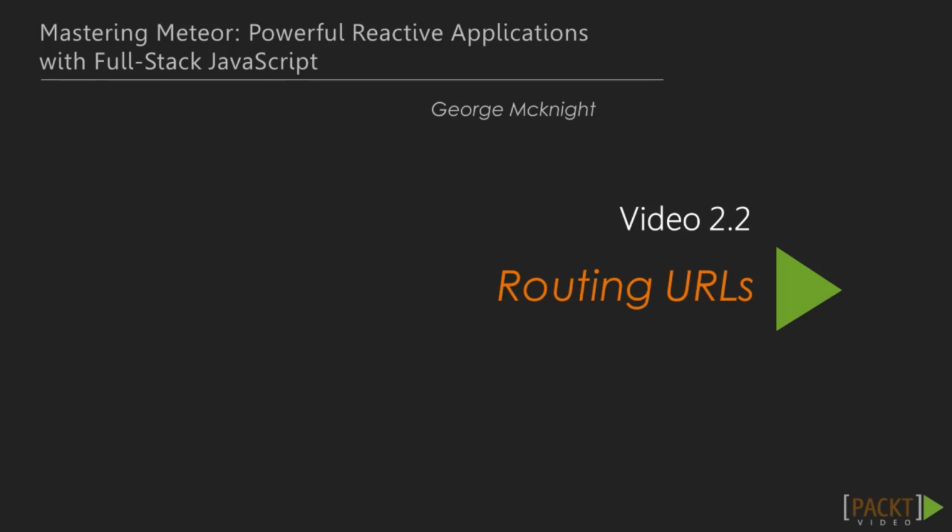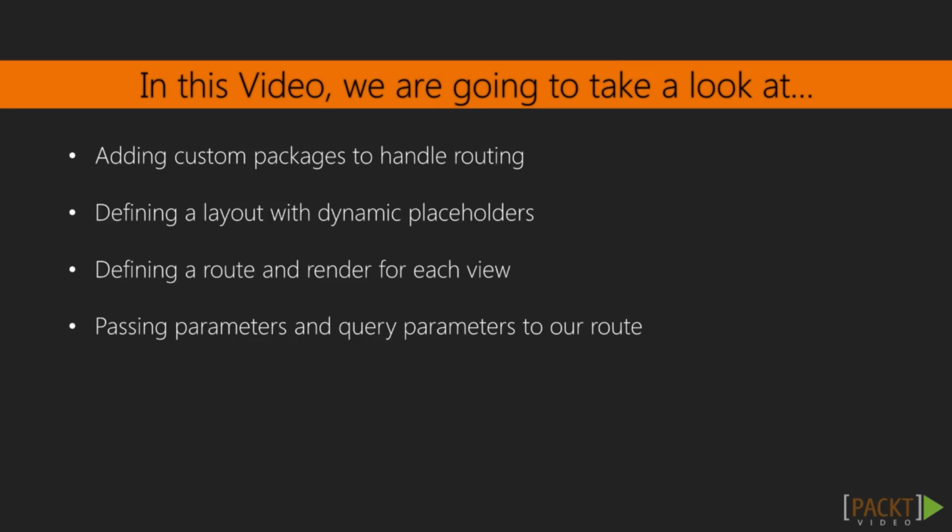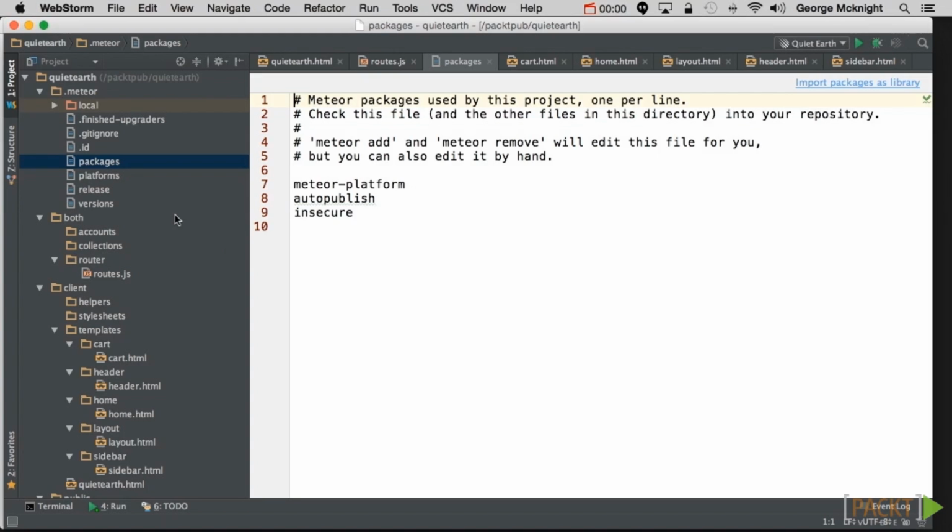Now that we've looked at single-page applications, let's take a look at routing URLs. In this video, we'll add custom packages to handle our routing. We'll define a layout with dynamic placeholders. We'll also define a route and render for each view and pass parameters to our routes. Let's start by adding the packages.